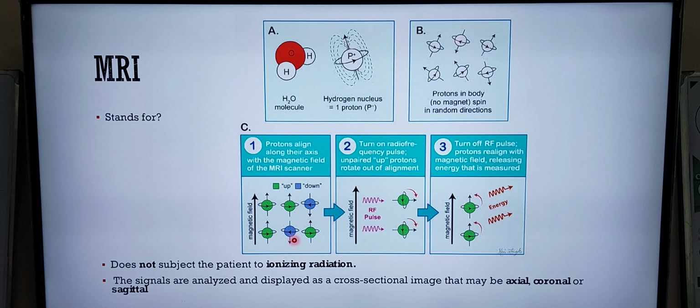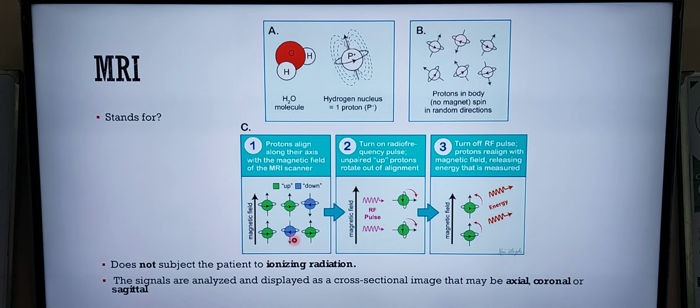What does MRI stand for? Magnetic resonance imaging. So, the physics of MRI is that the hydrogen nuclei or protons align first along the axis of the magnetic field when the patient is placed in the MRI scanner. Then radio frequency pulses are turned on, and these protons rotate their axis out of alignment. When the radio frequency pulse is turned off, they realign with the magnetic field. When they realign, they release energy that is measured by the detector.